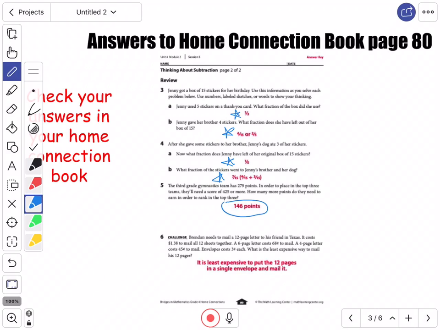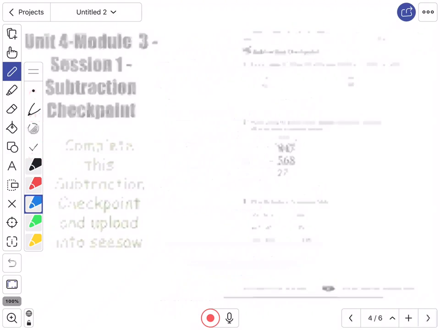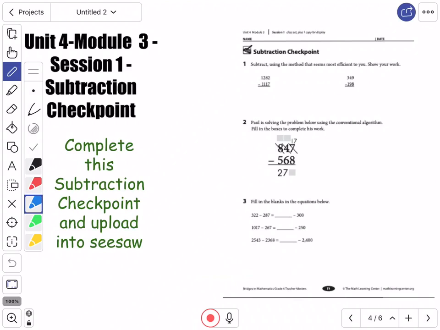And then the challenge question. Brendan needs to mail a 12-page letter to his friend in Texas. It costs $1.38 to mail all 12 sheets together. A 6-page letter costs 68 cents to mail. A 4-page letter costs 45 cents to mail. Envelopes cost 3 cents each. What is the least expensive way to mail his 12 pages? Well, it is least expensive to put the 12 pages in a single envelope and mail it at $1.38.